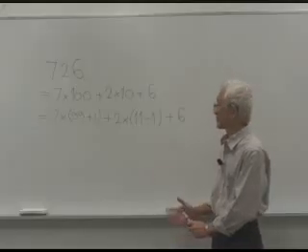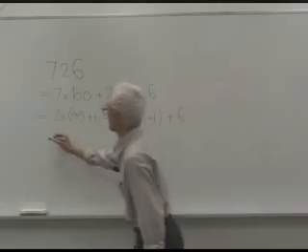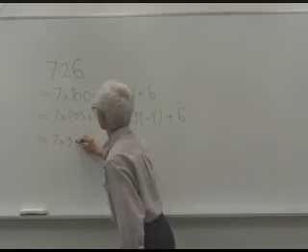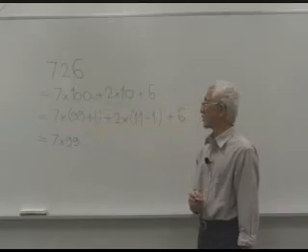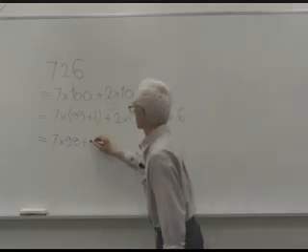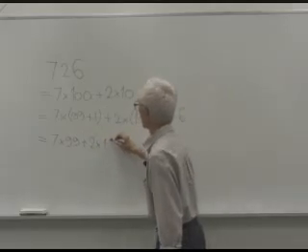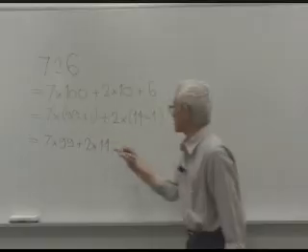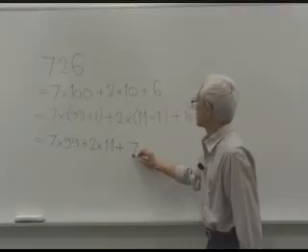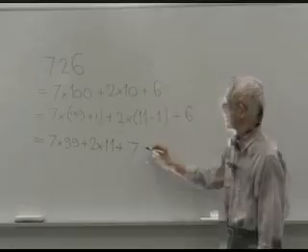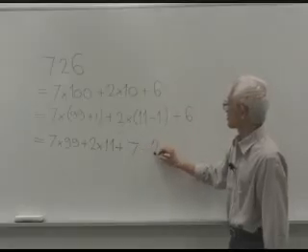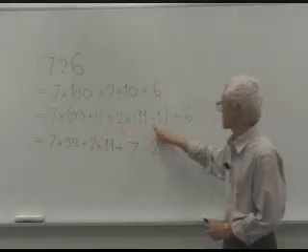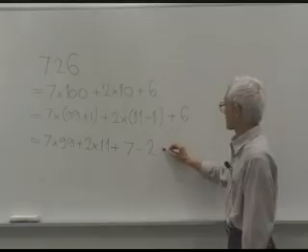Now let me collect all the numbers divisible by 11. So 7 times 99, this is divisible by 11, plus 2 times 11 again, this is divisible by 11. I miss out the 7 here, so it's plus 7. I miss out the 2 here, minus 2. Please note that this is minus and not plus, whereas this is plus, this is minus. And here is plus again.